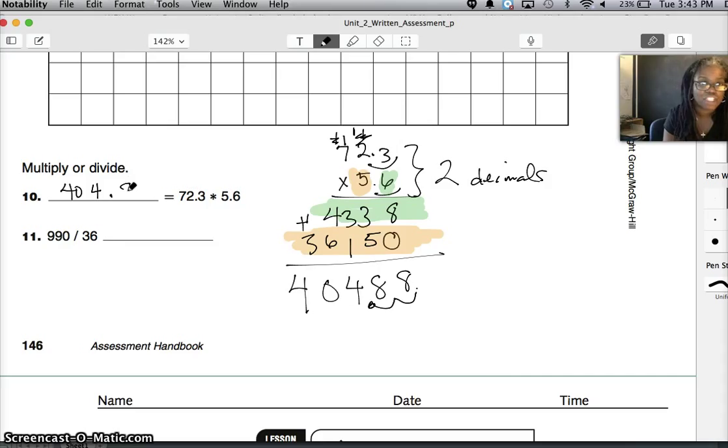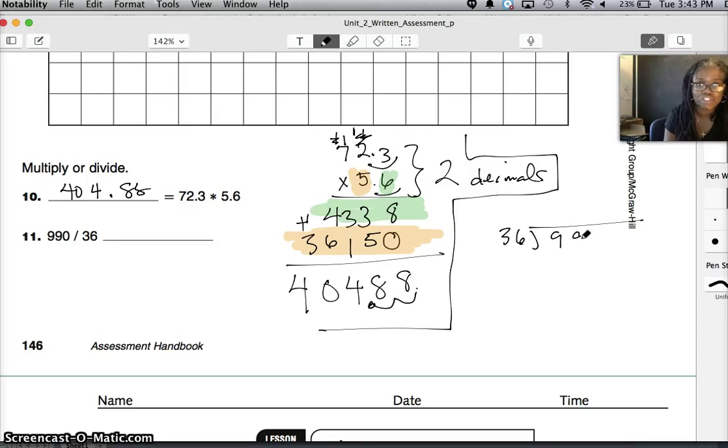You have to actually count the decimals in the factors before you multiply. And finally, we're going to rock some long division. Let me give myself a little bit of space here. 36 divided into 990. 36 can go into 990.